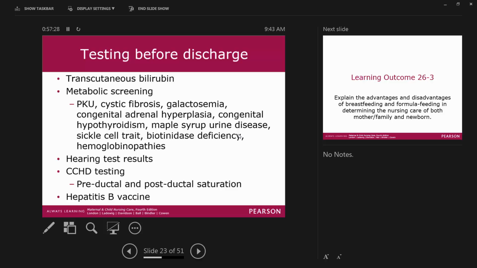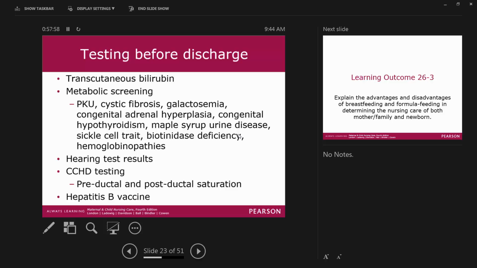Now, before discharge, these are all the things that baby does. So I said baby gets that CCHD testing, the preductal and postductal. These are what we call 24-hour cares, okay? We do this at 24 hours for every baby. We do a transcutaneous bilirubin, okay? It's a little device we put on the sternum that reads what their bilirubin level is in their skin, okay? It's a screening, so if it's elevated, then we need to do a serum test.